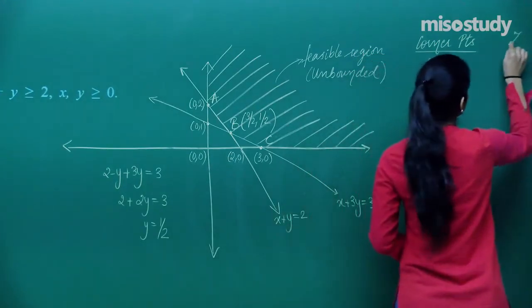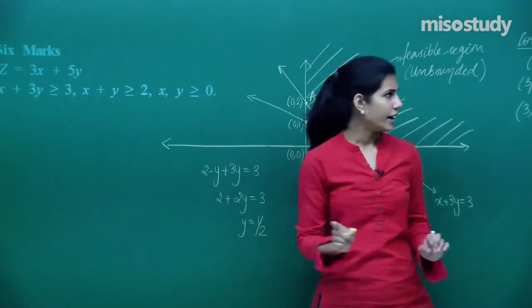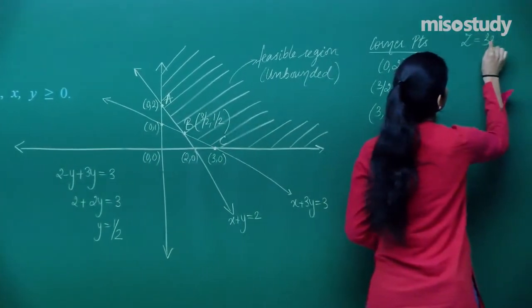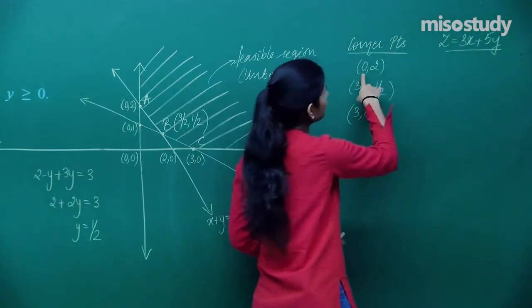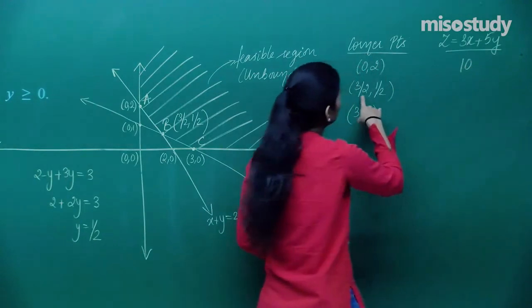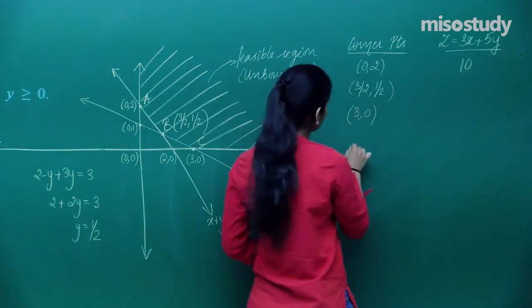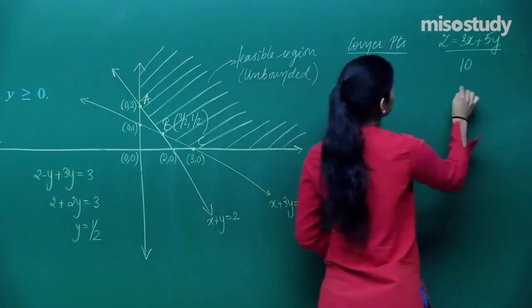Z is what? 3x plus 5y. When you put x equals 0, y equals 2, 5 into 2, so this comes out to be 10. 3 into 3 by 2, that is 9 by 2, plus 5 by 2, 14 by 2, that is 7.